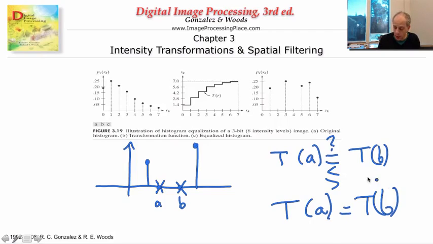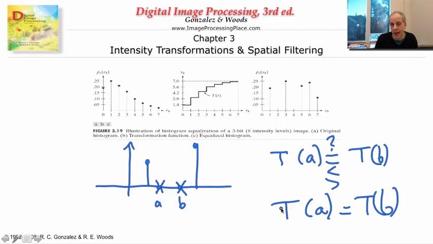But this is a very important illustration that the transform that we are looking for, even before we have to round or quantize because we're working with discrete images, even before that, is not strictly monotonic. There might be more than one value that ends up with the same transform.